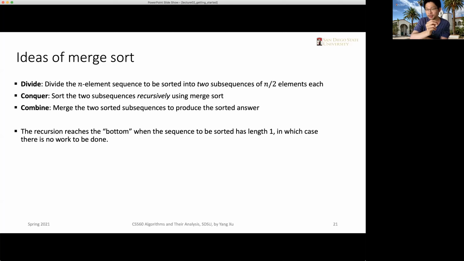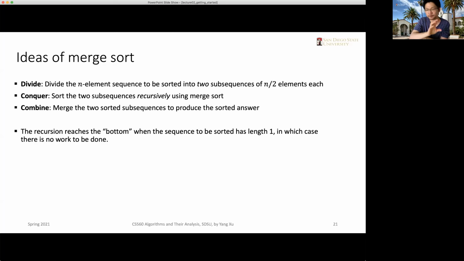Let's imagine that, given an input that has only two elements, say two numbers, 5 and 6. If we want to sort 5 and 6, we can still split it into two subsequences. The first one has only one element.